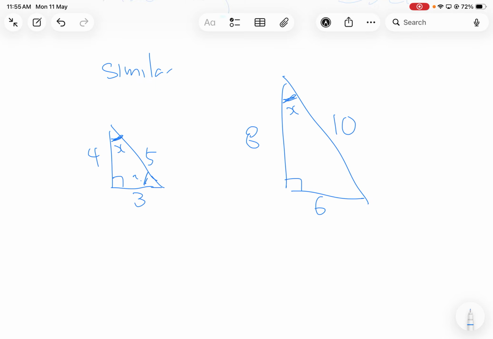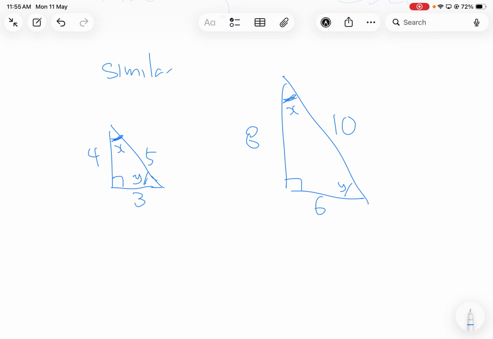This angle will still be the same as this angle. Okay? Angle Y will still be the same as angle Y. Angle X will still be the same as angle X. Because the shape is the same, just that now the size is bigger. Okay? So one more thing to take note.